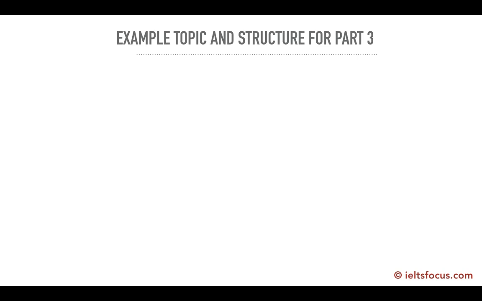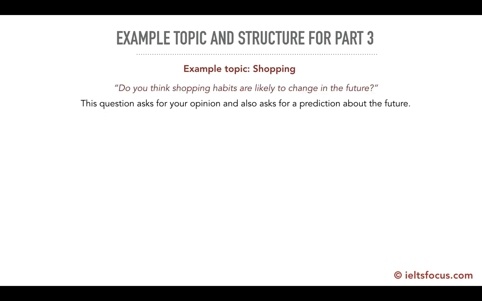Let's look at an example topic and some kind of structure now for part 3. So let's say the topic is about shopping, and you may be asked a question: do you think shopping habits are likely to change in the future? I can see that this question is asking for an opinion, and it's also asking for a prediction about the future.